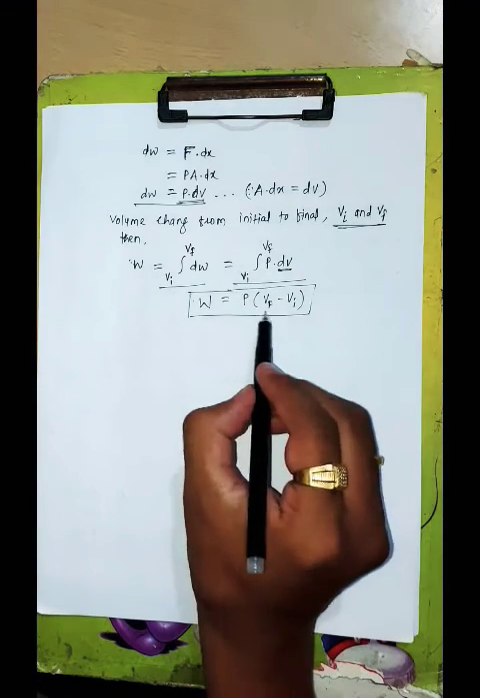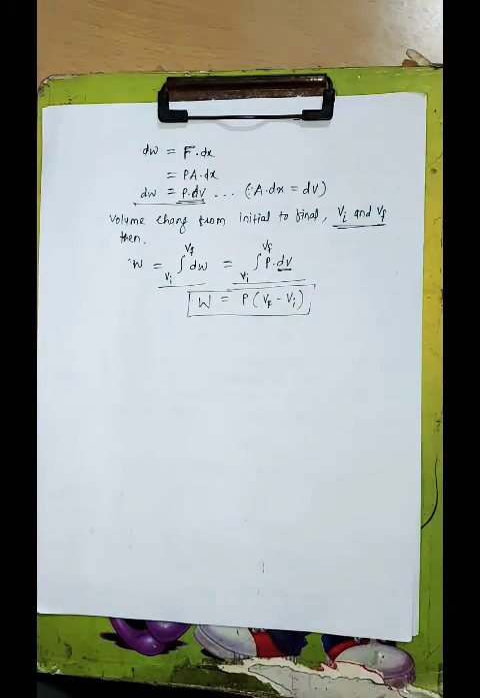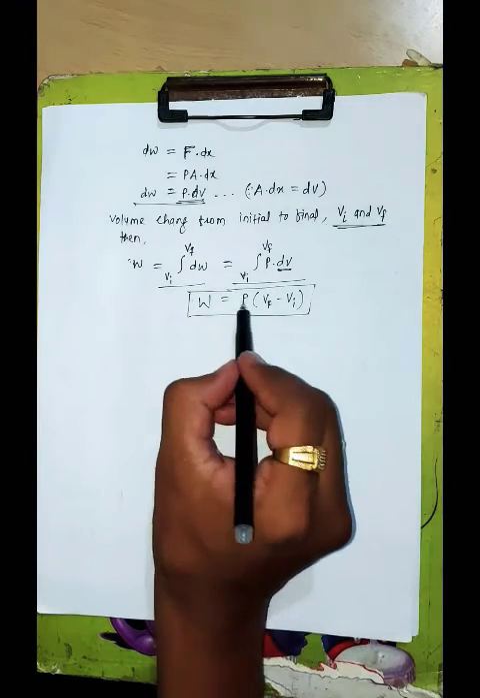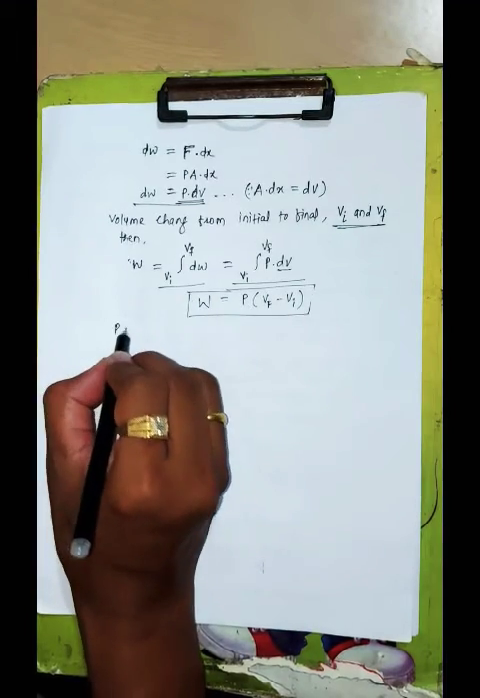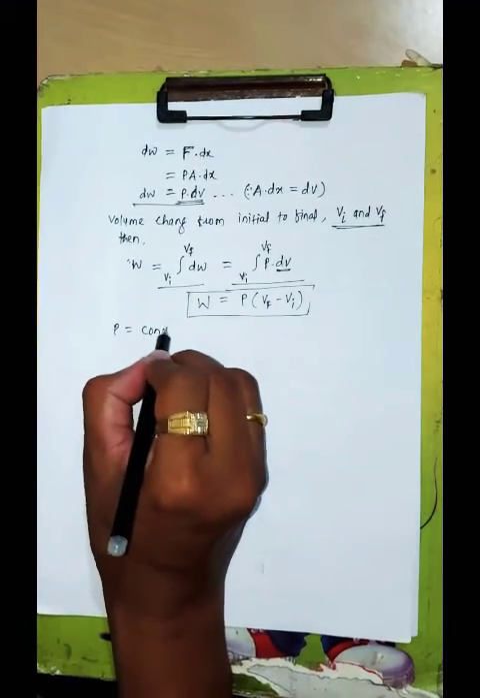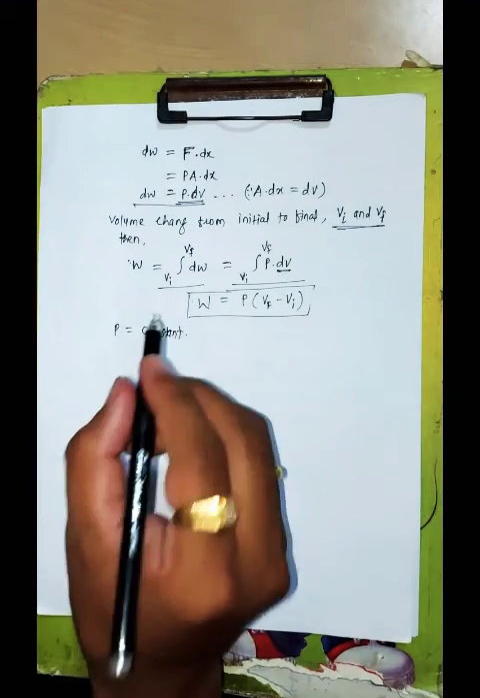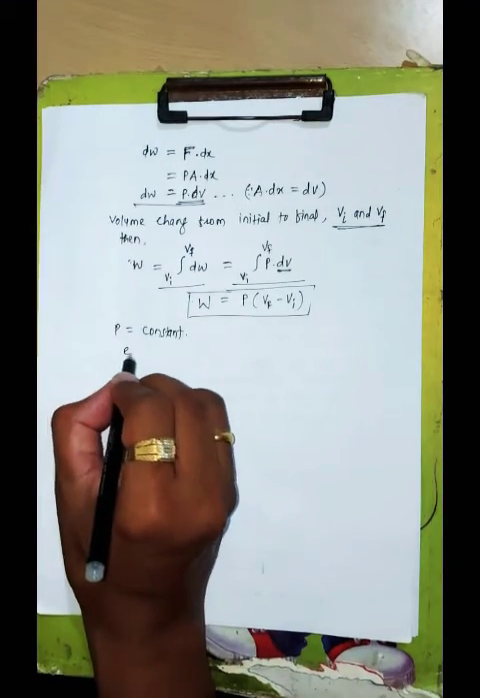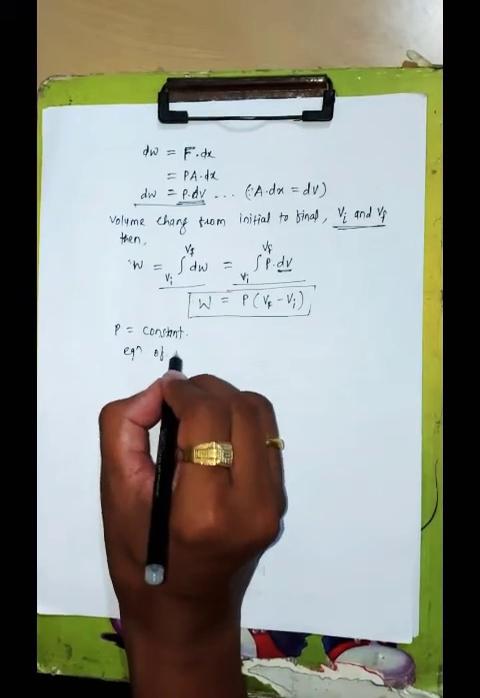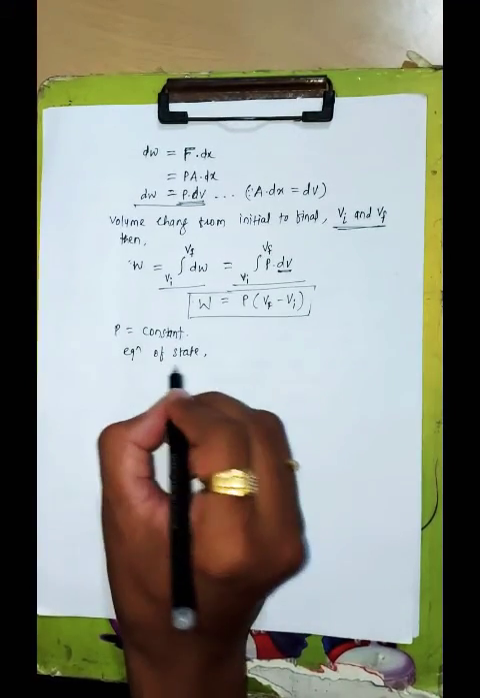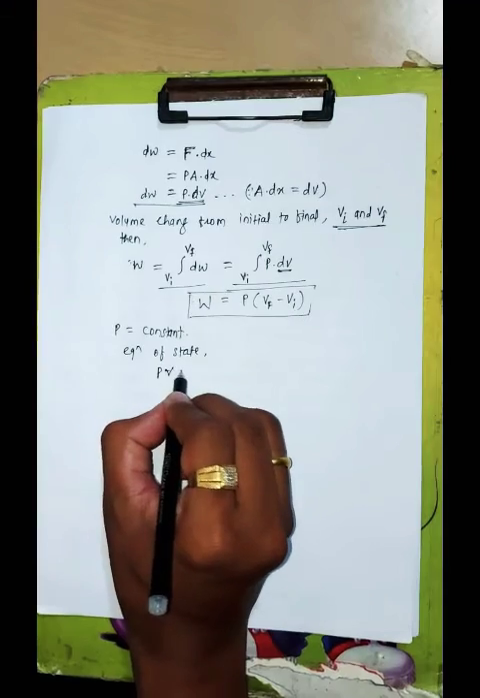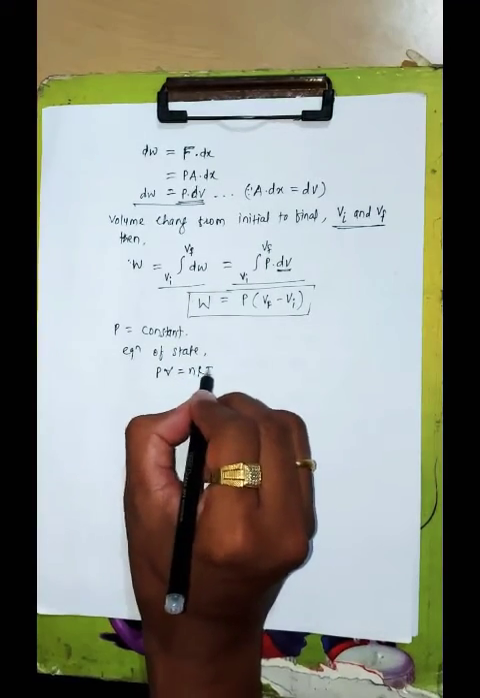In that particular case, that should be nothing but your small change. So in that case, what is this P? P is constant. If we say that P is the constant term, then from the equation of state, we have an equation of state. What is that equation of state? That is PV is equals to nRT. So we have the equation as PV is equals to nRT.